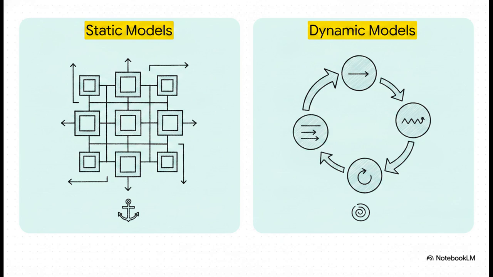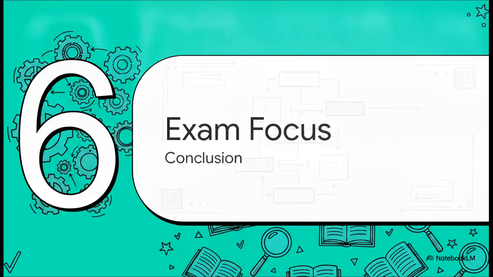Behavioral models, on the other hand, are all about the dynamic nature of a running system. We use activity diagrams to model dynamic data flow through various process steps, and state diagrams to map out how the system transitions from one state to another when an event happens. Section 6. Exam Focus and Conclusion.